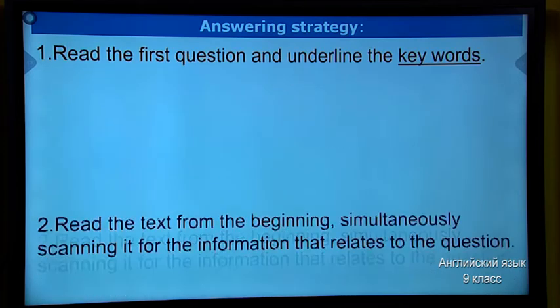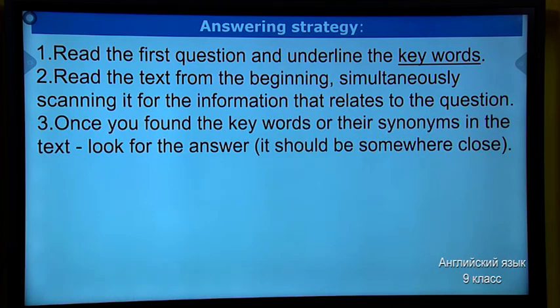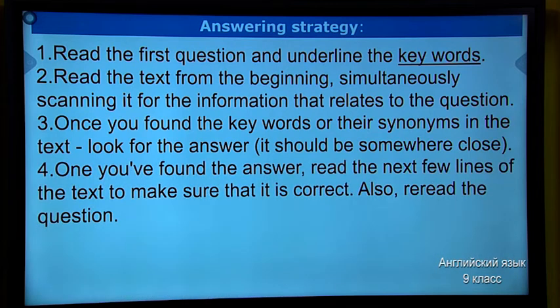Now, the answering strategy. 1. Read the first question and underline the keywords. 2. Read the text from the beginning, simultaneously scanning it for the information that relates to the question. 3. Once you have found the keywords or synonyms in the text, look for the answer. It should be somewhere close. 4. Once you have found the answer, read the next few lines of the text to make sure that it is correct.